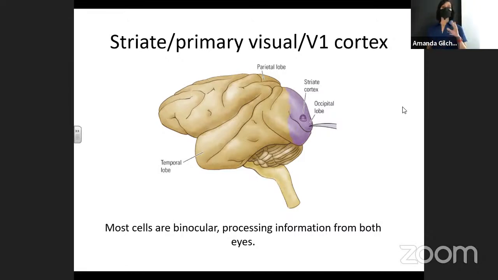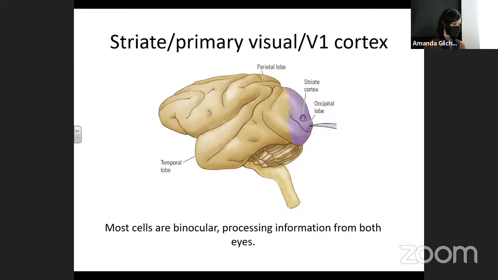So the striate cortex is the very first place where input from both eyes come together in the same cells. So most of the cells in V1 are binocular in nature. They actually process information from both eyes. Now, having said that, many of the cells in the primary visual cortex, despite being binocular, do have a preference for one eye over the other. They process both, but they sometimes prioritize information from one eye over another. So each cell in the primary visual cortex has its own preferred eye.